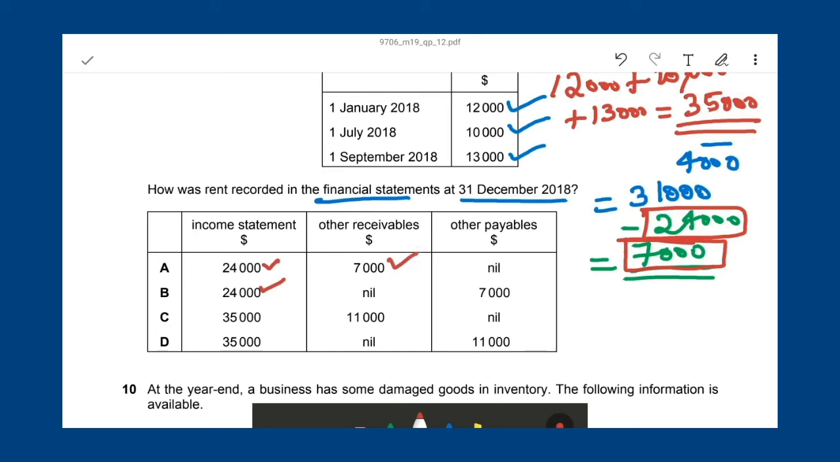7,000. They have to get the service. The business has paid in advance 7,000. The business has to receive the service. So the correct answer is A.